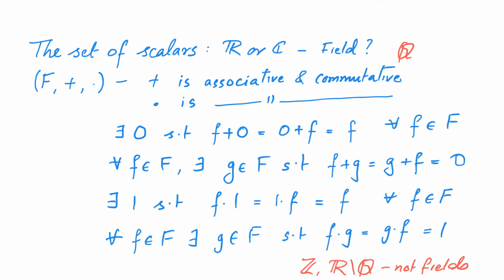Now, it's a good question. It's a natural question to ask. Why do we want our set of scalars to be a field? For instance, why would we not want our set of scalars to be the set of integers? Now, the answer to this question is difficult at the moment, but I promise you that I will answer this question later in the course.